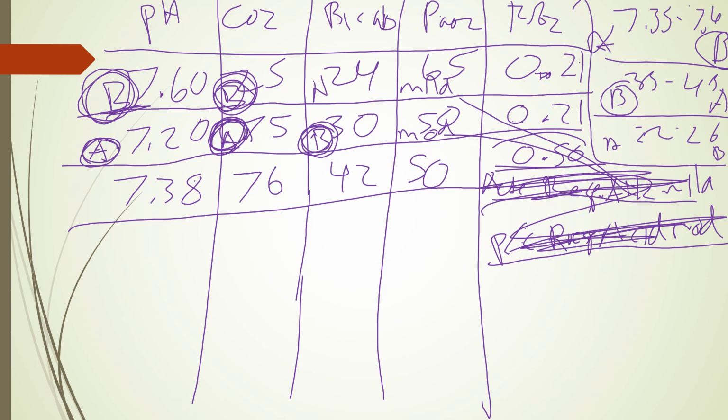So pH of 7.38 is normal, but which direction does the pH lean? So 7.40 would be dead center. Does it lean towards the acidic side, where it's less than 7.40? Does it lean towards the basic side, where it's greater than 7.40? Well, this leans towards the acidic side, so I'm just going to do a sub A. It's normal, but it leans towards the acidic side.